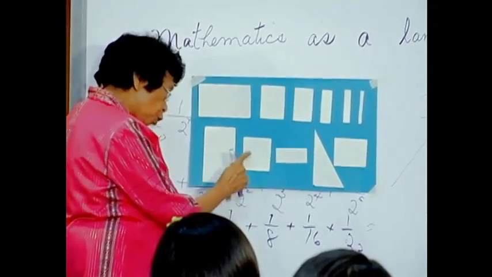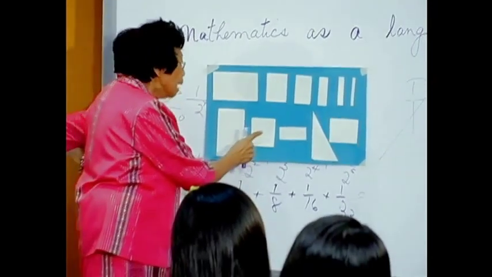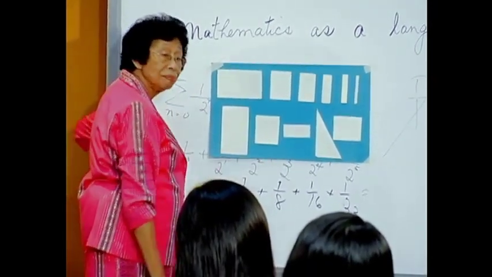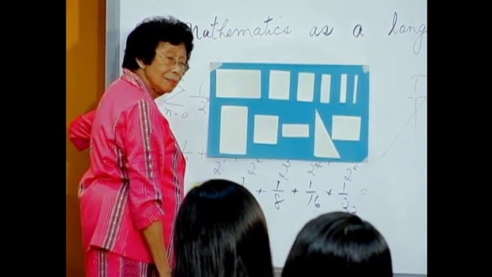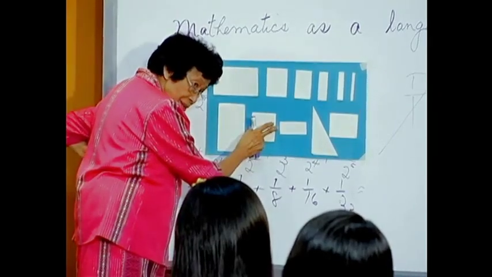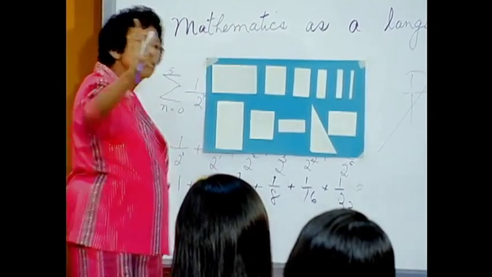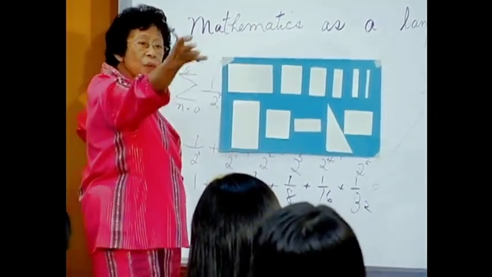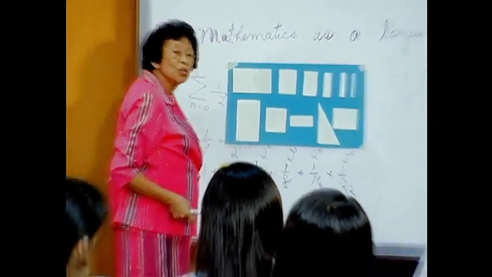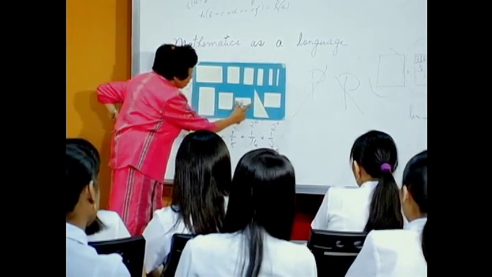If there are two of this that make this, how can I show? How can I state the relationship? Yes, this is equal to twice. So if this is A, this is B, state the relationship in the language of math. A is equal to 2B. All right.